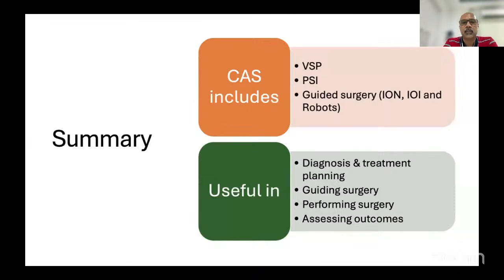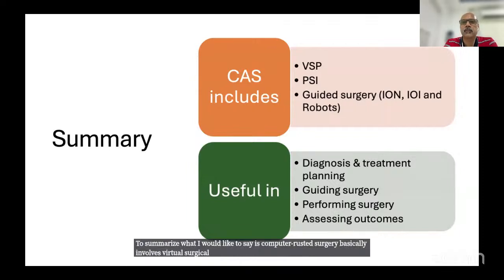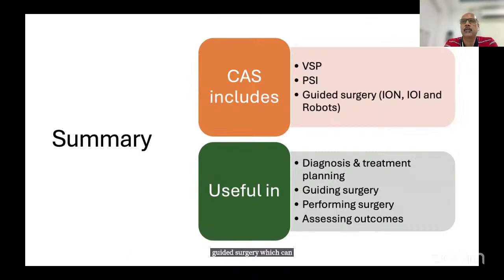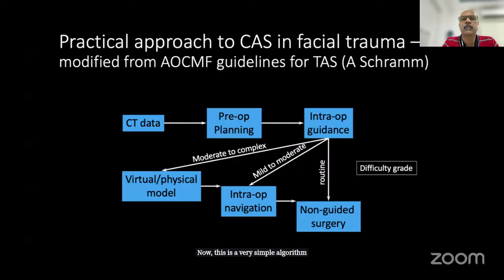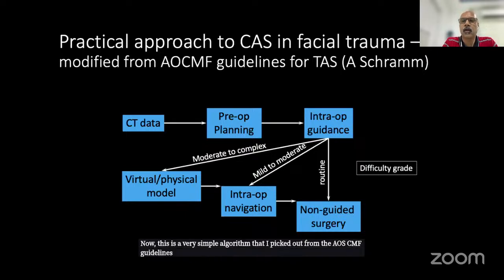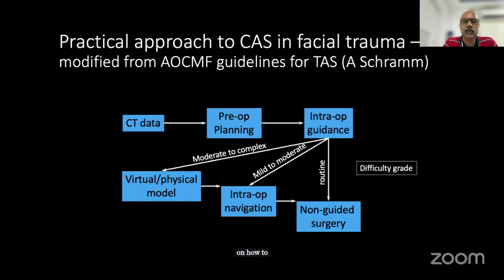To summarize, what I would like to say is computer-assisted surgery basically involves virtual surgical planning, use of patient-specific implants, guided surgery, which can range between intraoperative navigation to robotic surgery. It's quite useful in all facets of surgery, diagnosis, guidance, performing the surgery, as well as assessing outcomes. Now, this is a very simple algorithm that I picked out from the AOCMF guidelines on how to understand what kind of computer-assisted surgery you need for your surgical process.